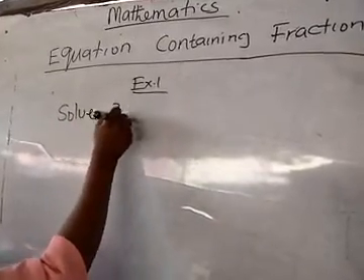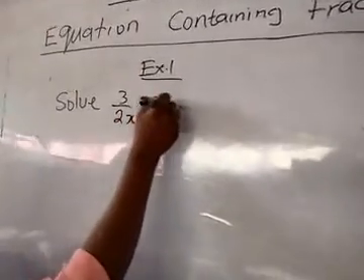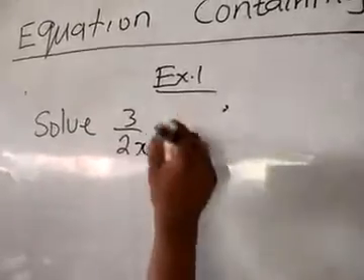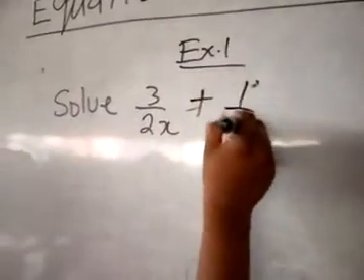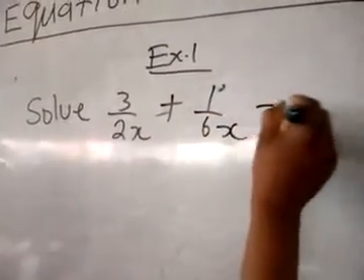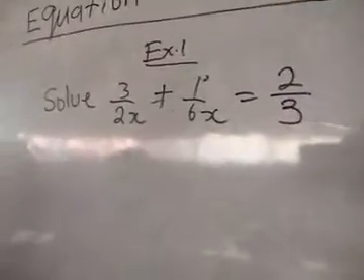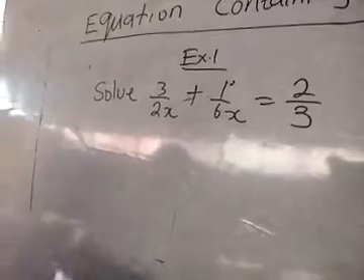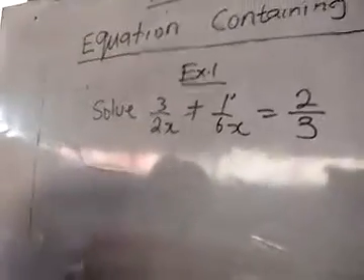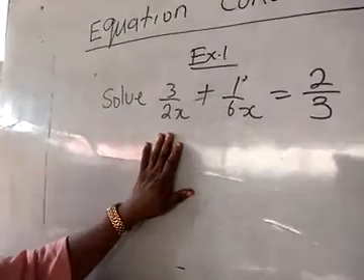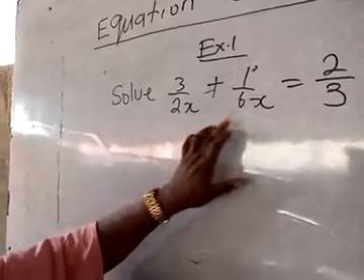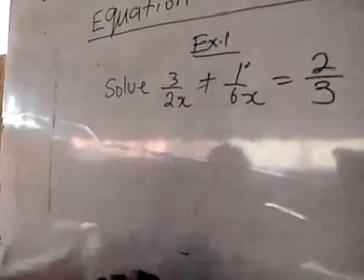Solve 3 over 2x plus 1 over 6x is equal to 2 over 3. First step here, we want to clear the fraction. Now to clear the fraction, we first find the LCM of 2x, 6x, and 3.